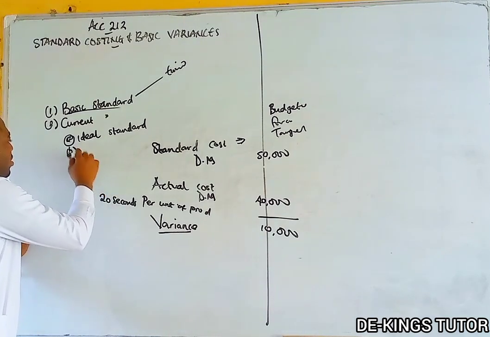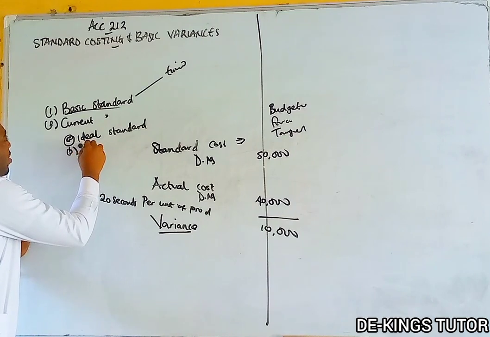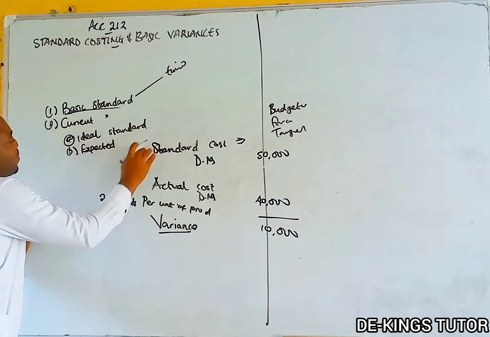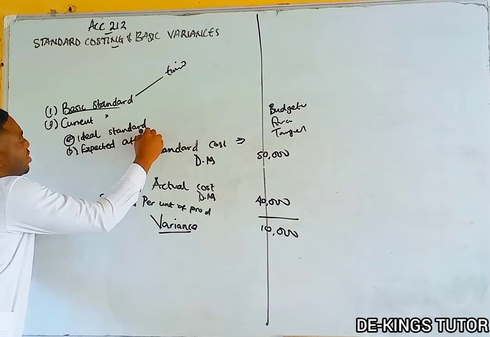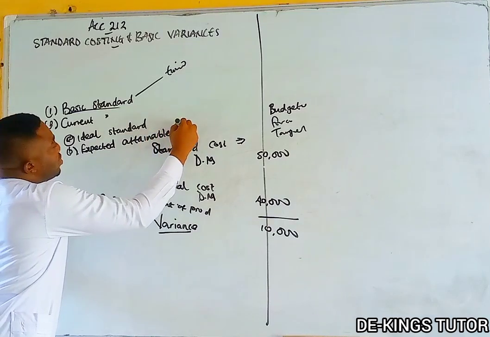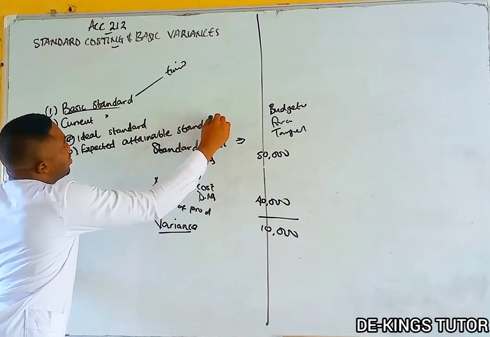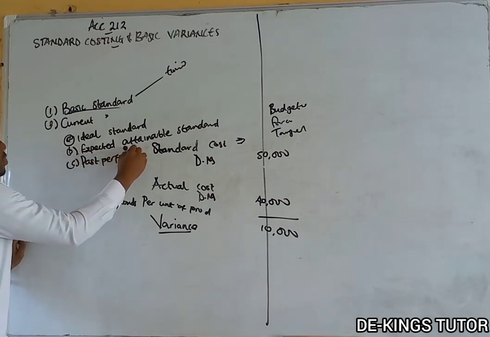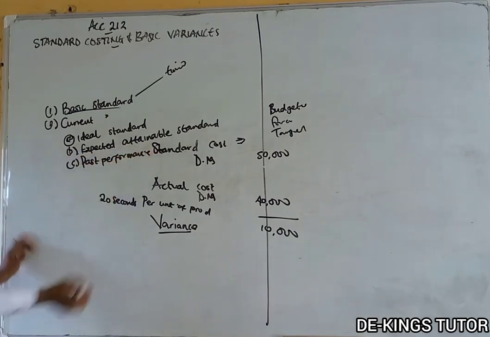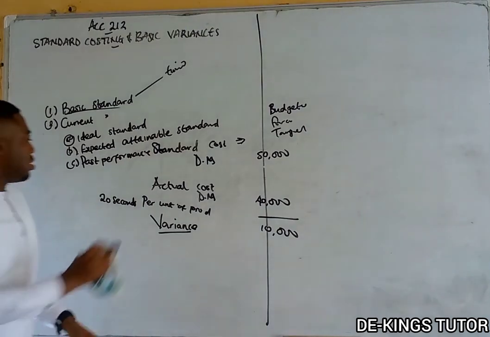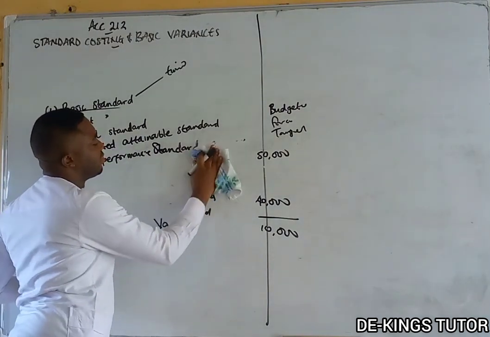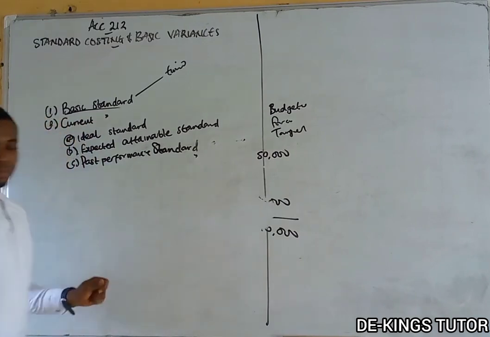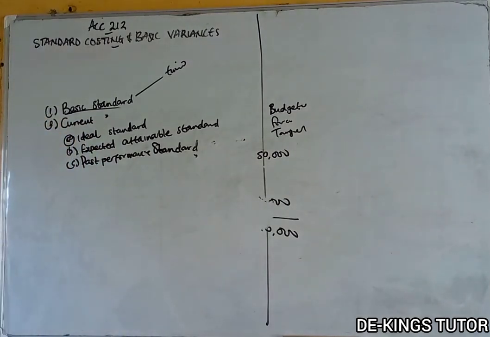B, we have the expected attainable standard. We have the past performance market standard. Yeah, and let's write a single note.